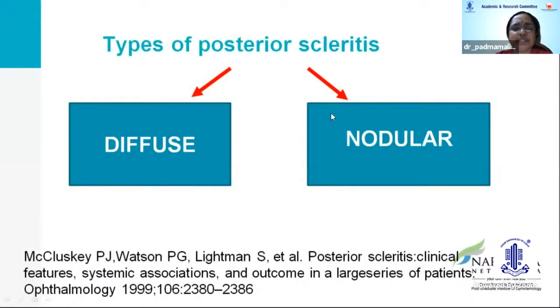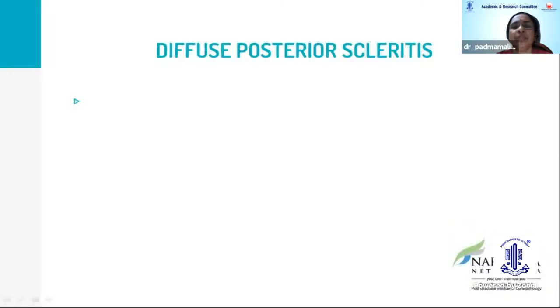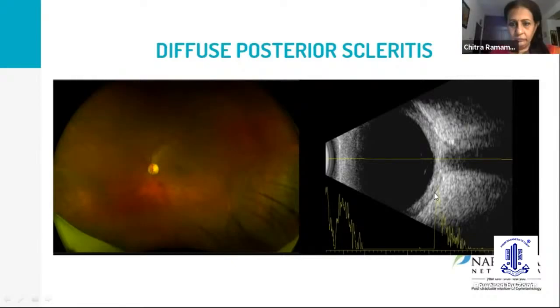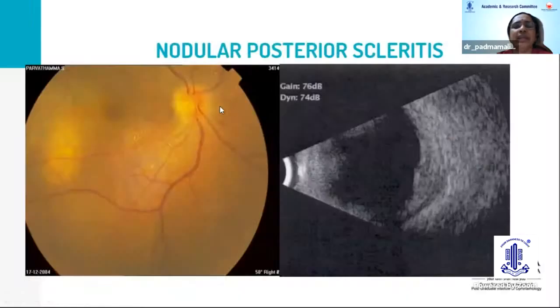Anatomically, posterior scleritis can be classified into diffuse or nodular type. Here is a case of diffuse posterior scleritis showing the subtenon's fluid on B-scan ultrasonography. Here is a case of tuberculous nodular posterior scleritis where we can see the nodular, well-defined lesion underneath the retinal blood vessels. Here you could see the localized thickening with subtenon's fluid in a case of nodular posterior scleritis.